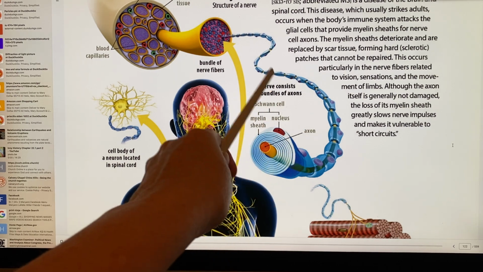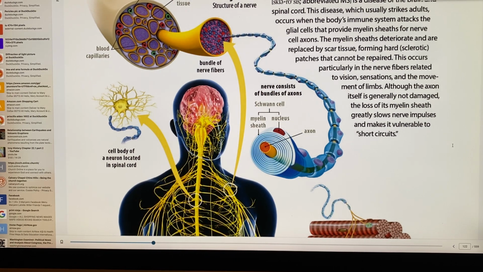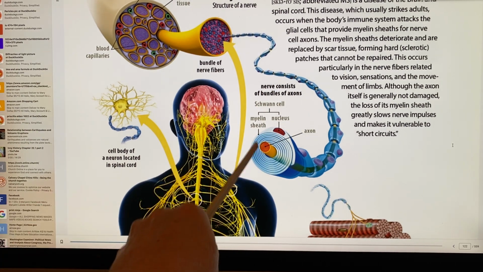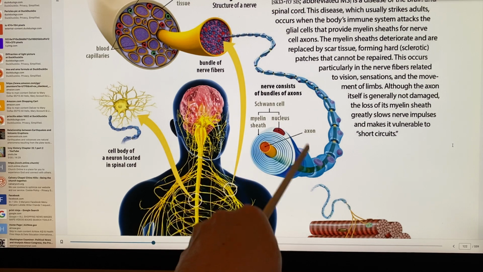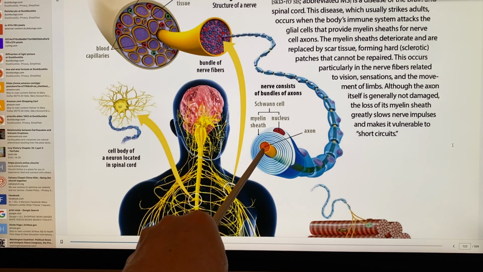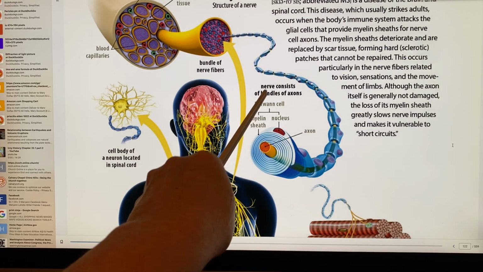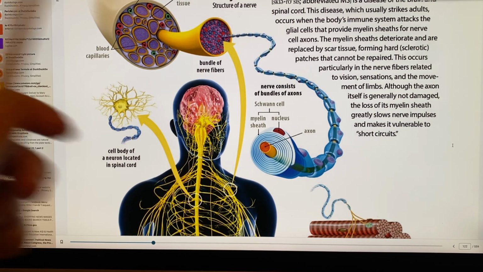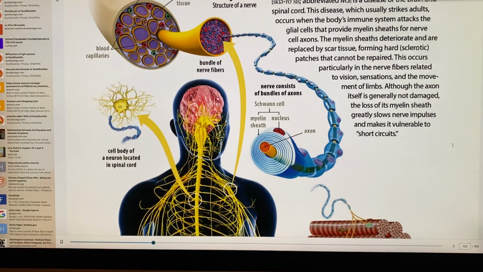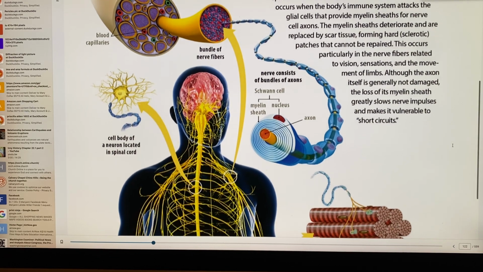As it comes, it's surrounded by this blue part. The blue part is the myelin sheath right here. And here's the nucleus of the cell right there. So here are these cells with the nucleus of the cell and the axon right there in the middle. And the Schwann cell, and the nerve consists of all these bundles of axons. And so here we go with this nerve.